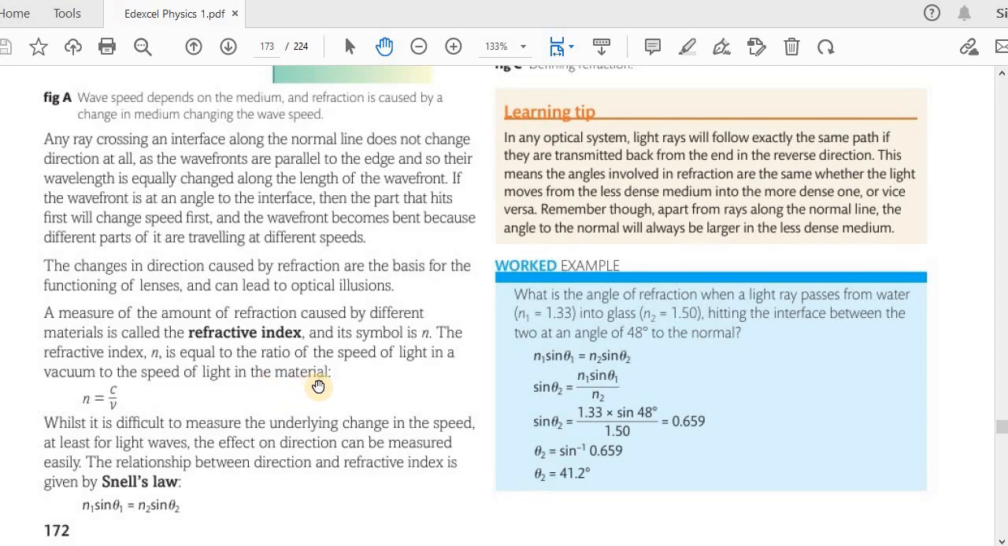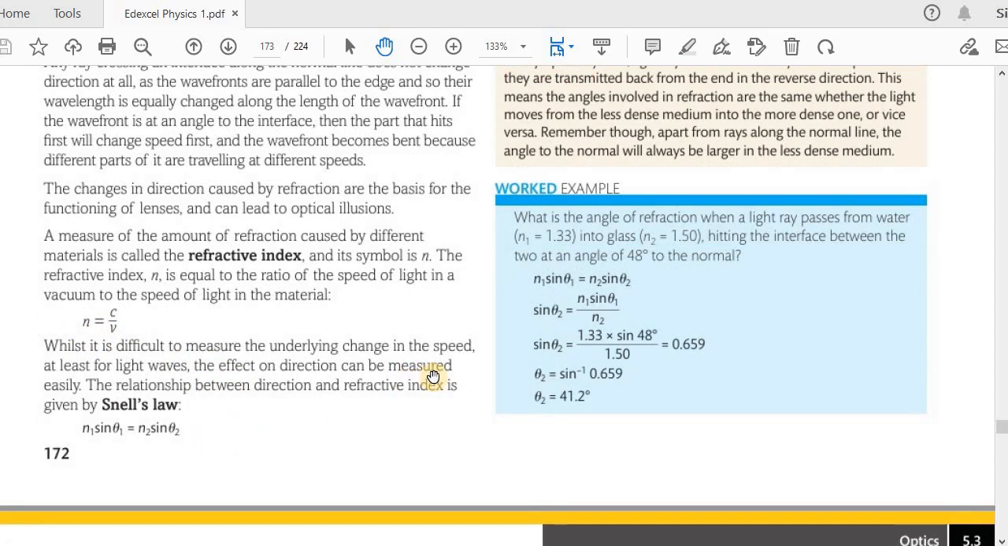So you should know this. The refractive index n is equal to the ratio of the speed of light in a vacuum to the speed of light in the material. So this is the speed of light in vacuum, this is the speed of light in the medium. That ratio is the refractive index. Whilst it is difficult to measure the underlying change in the speed, at least for light waves, the effect on direction can be measured easily.